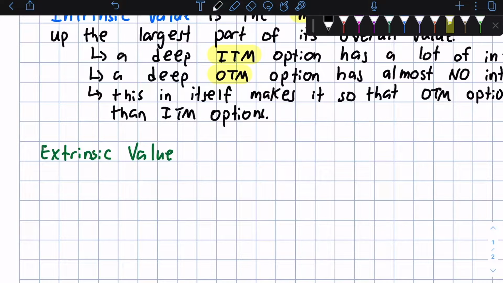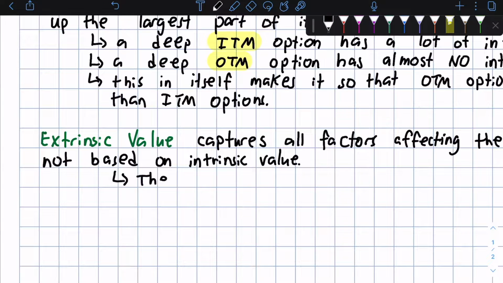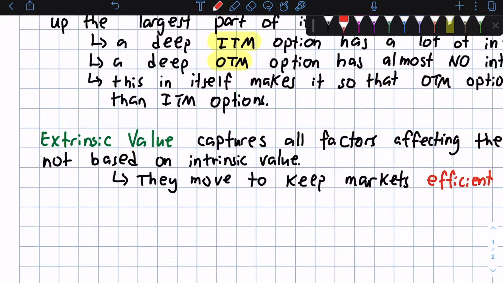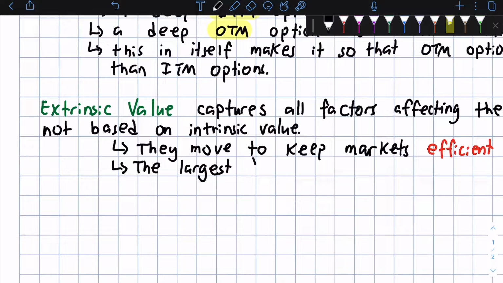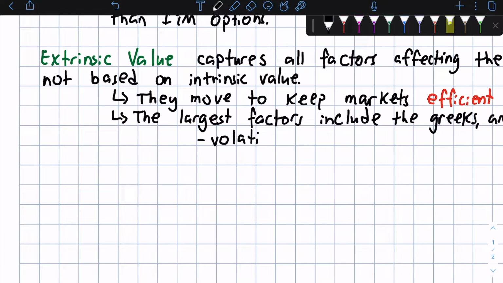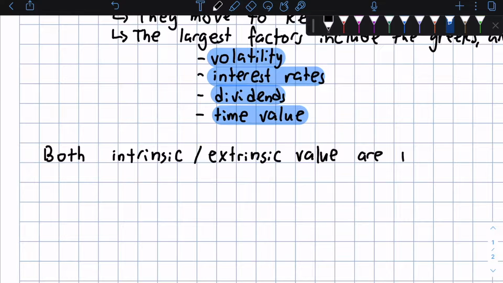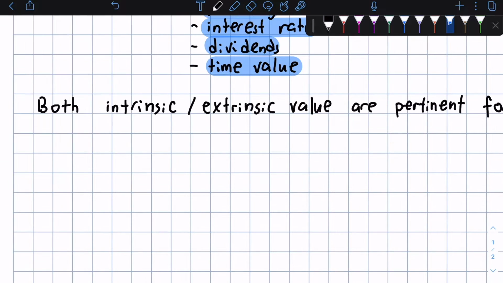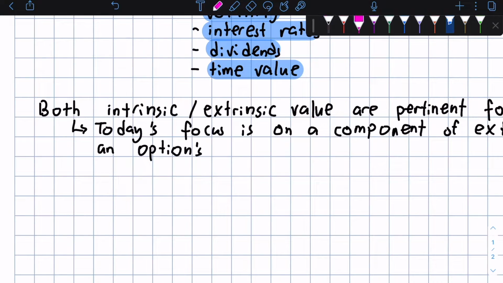Now, extrinsic value, on the other hand, captures all other factors that affect the option's contract value, not based on intrinsic value. They move to keep the markets efficient, and so there's no opportunity for arbitrage in a perfect world. So the biggest factors that include the Greeks, and most notably are these ones. It includes volatility, interest rates, dividends, and time value, which we're going to be talking about today. Both intrinsic and extrinsic value are pertinent for pricing options, and they're very important, both of them, to consider. Today's focus is on a component of extrinsic value called an option's time value.